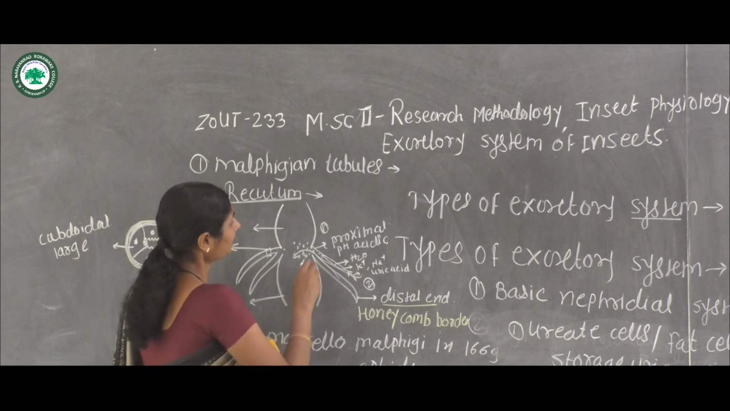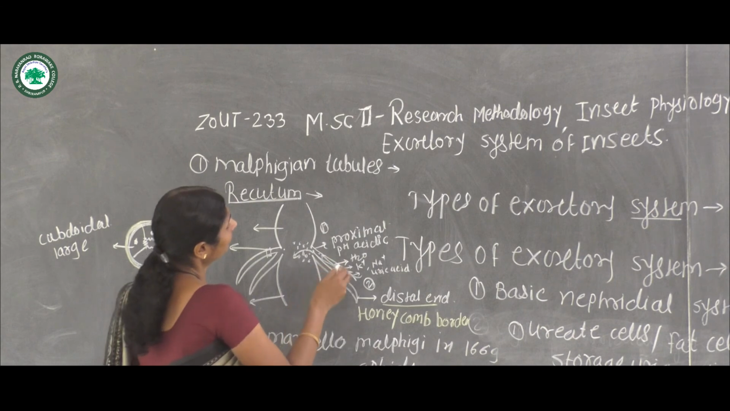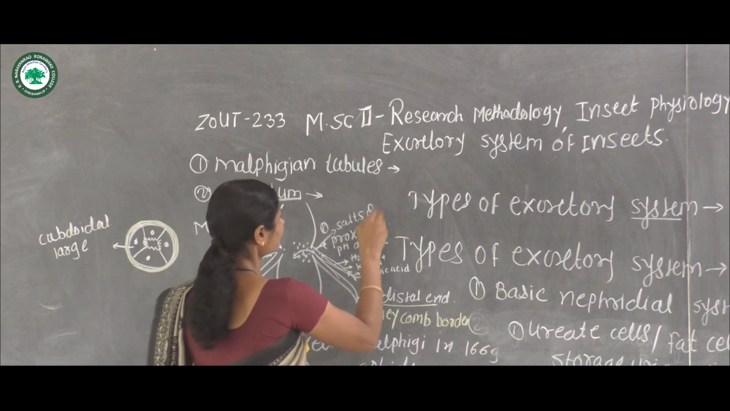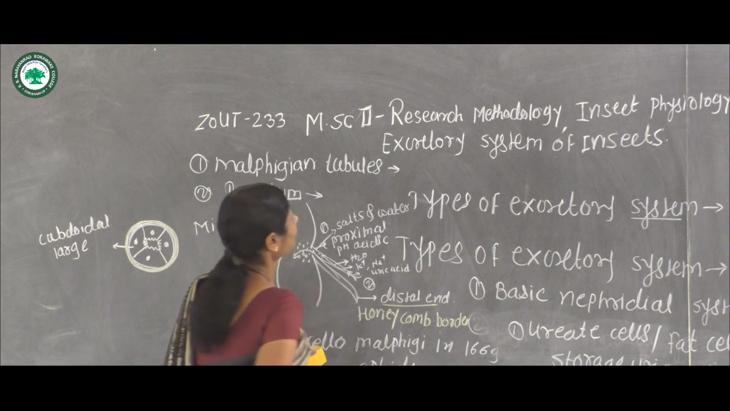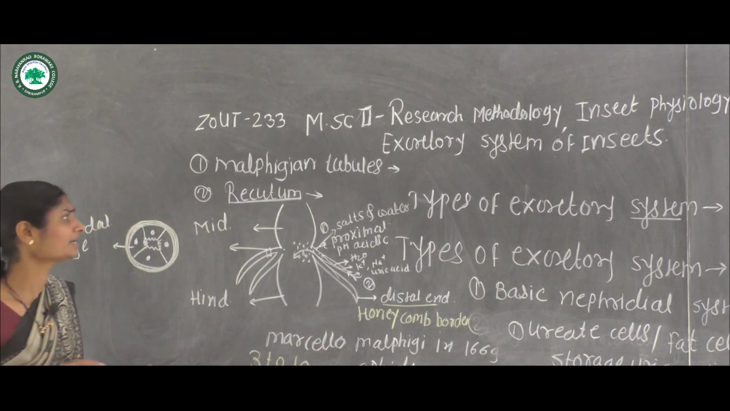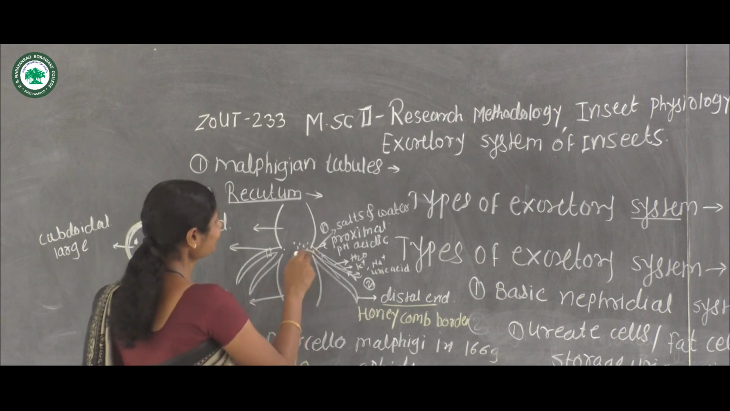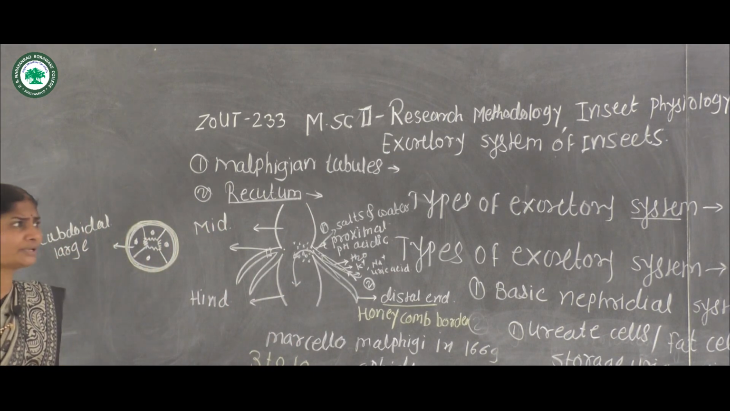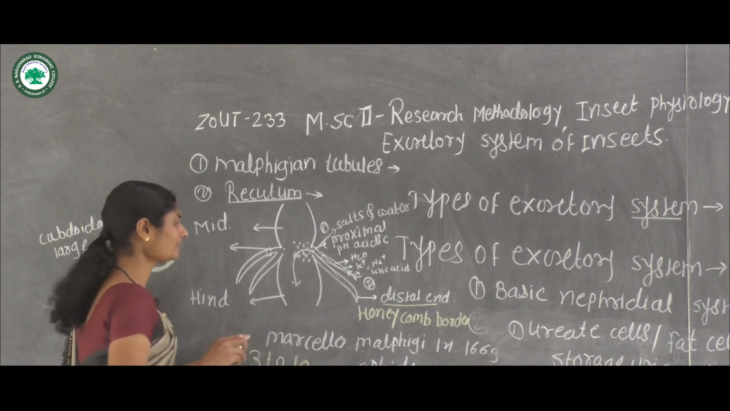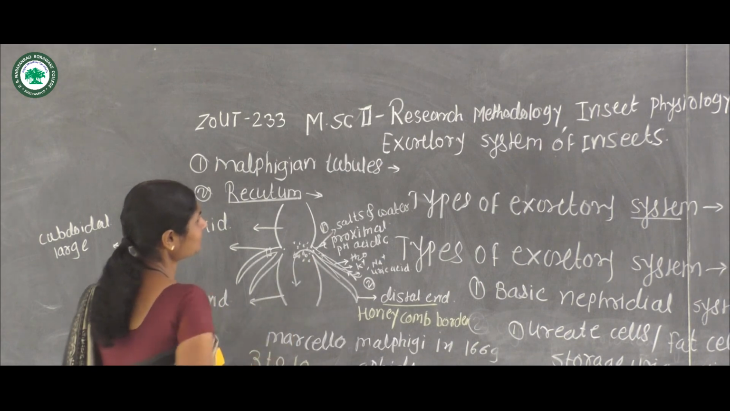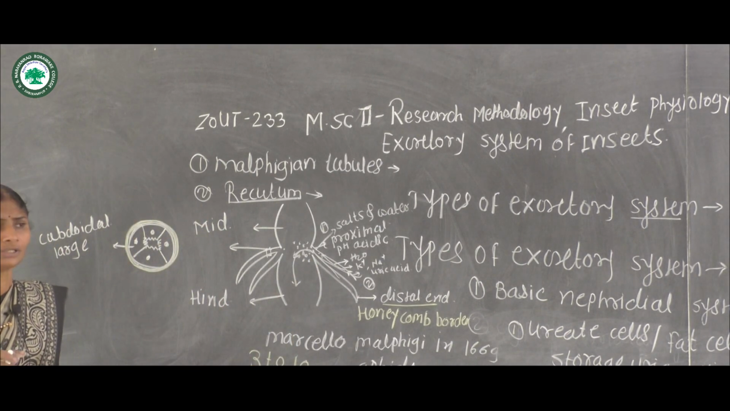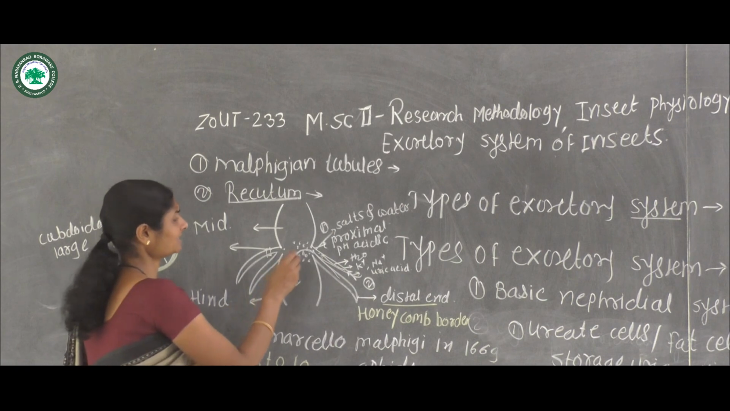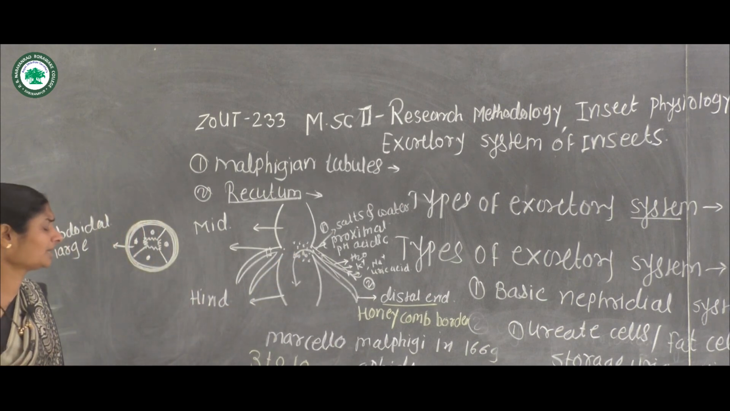At the same time, in this proximal end, salts and water are again reabsorbed, and these crystals are transported towards the rectum. Again, in the rectum region, salts and water are reabsorbed from the excreta, and the uric acid is eliminated along with the fecal matter.